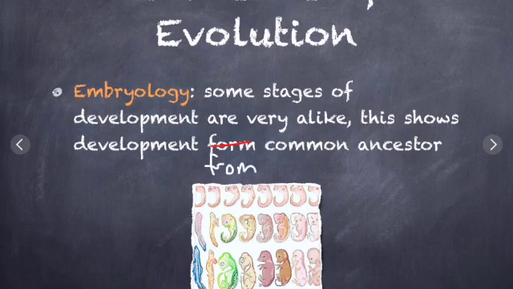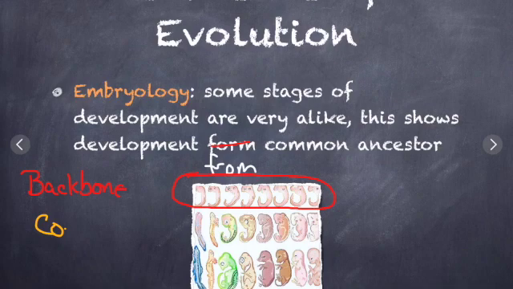Now, if we look here, we notice that if we just look at that first early stage, all of these organisms develop very similarly. Over time, they obviously change a little bit. Individuals with a backbone, all of them start development the same way. So this, again, shows common ancestry.